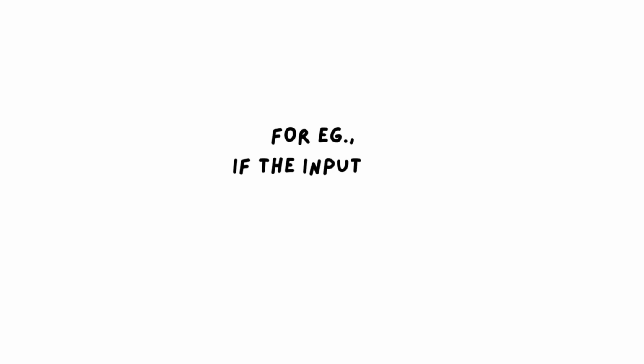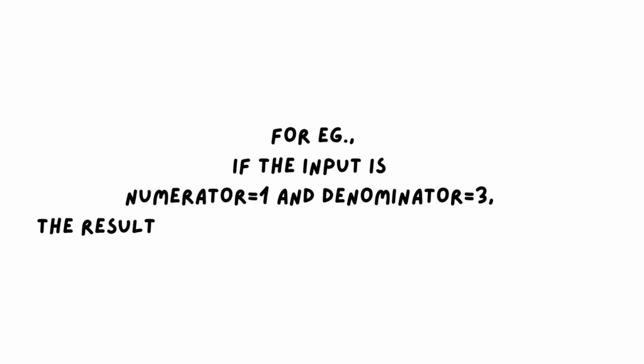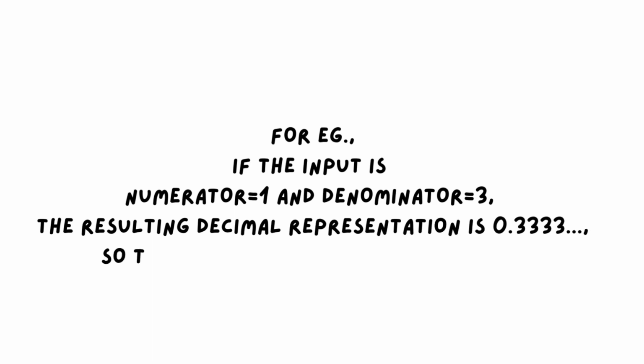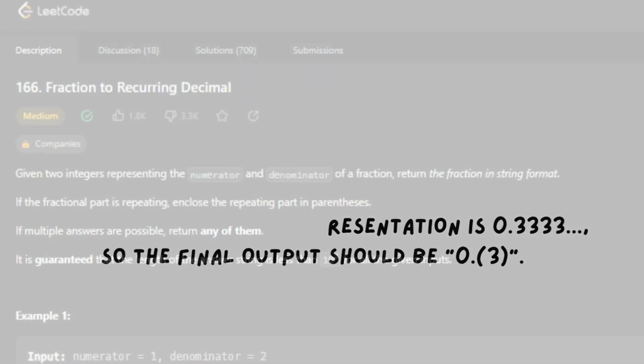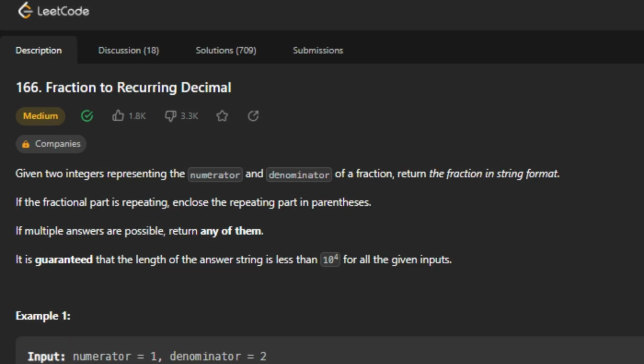For example, if the input is numerator equals 1 and denominator equals 3, the resulting decimal representation is 0.3333, so the final output should be 0 in parentheses 3. It is also mentioned that if multiple answers are possible, any of them is a valid output. It also guarantees that the length of the answer string will always be less than 10 to the power of 4 for all inputs.